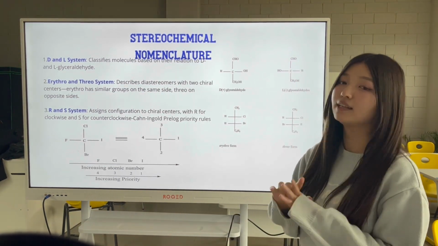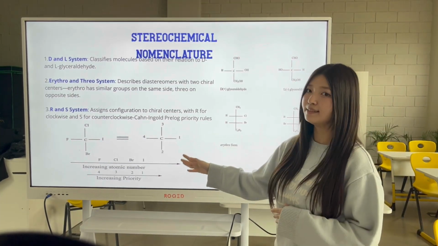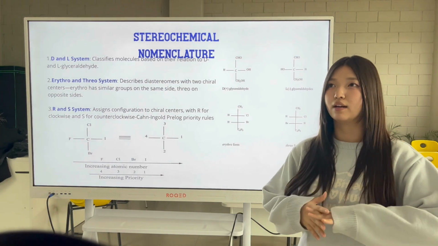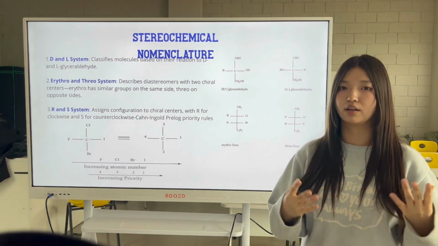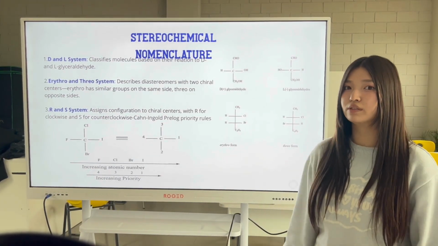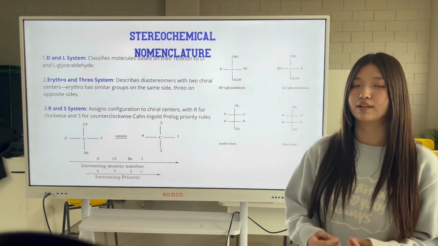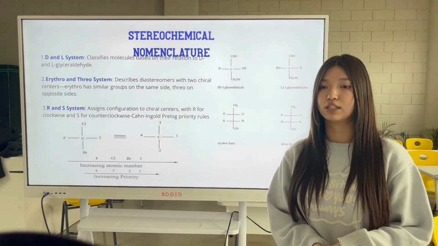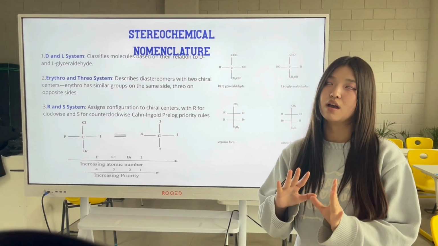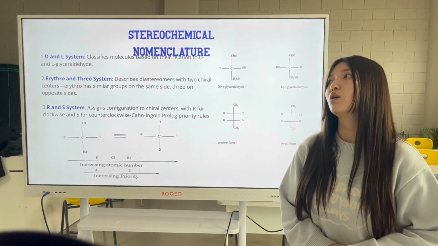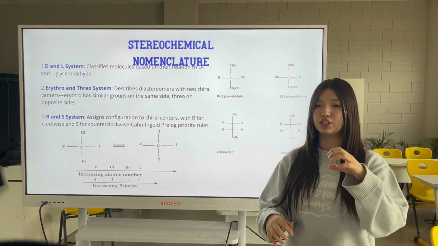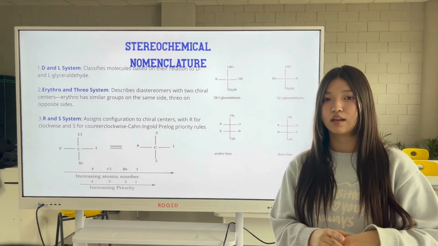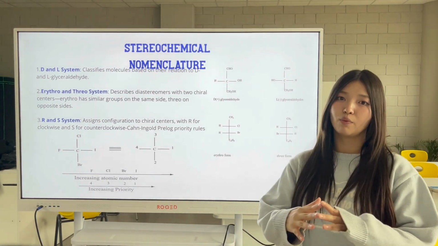And the third one is a really commonly used one, the R/S system. What is this? It is based on the Cahn-Ingold-Prelog priority rules. The groups which are attached to the chiral atom are given priorities according to their atomic numbers. When we arrange them in order, if the arrangement moves clockwise, we call it R. If it's counterclockwise, we call it S.